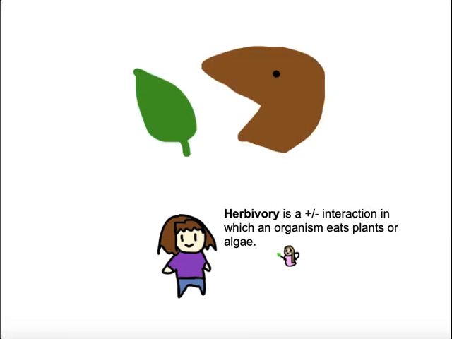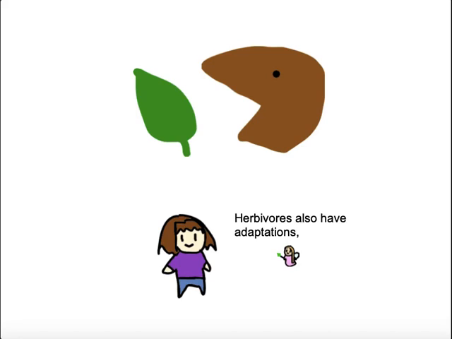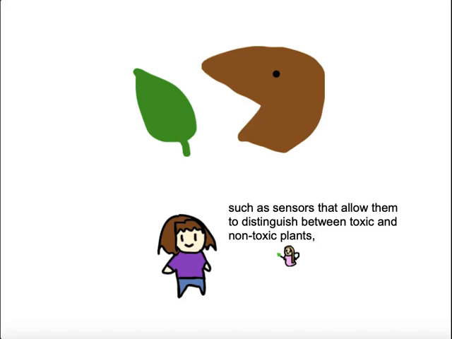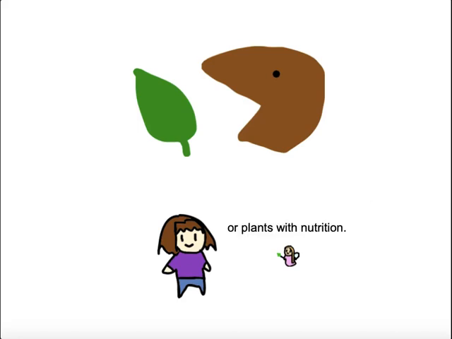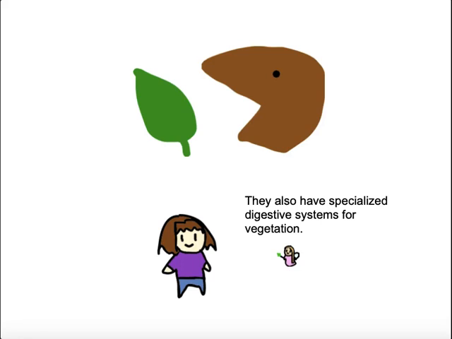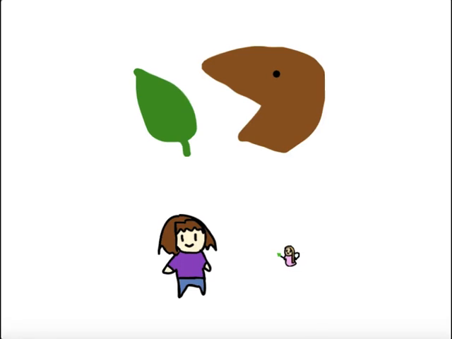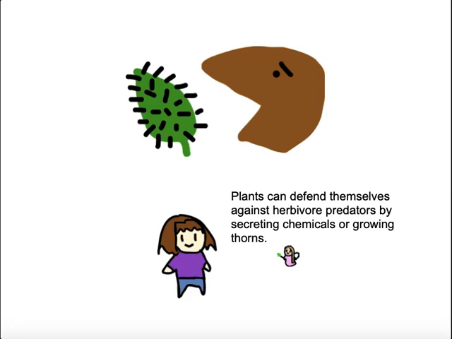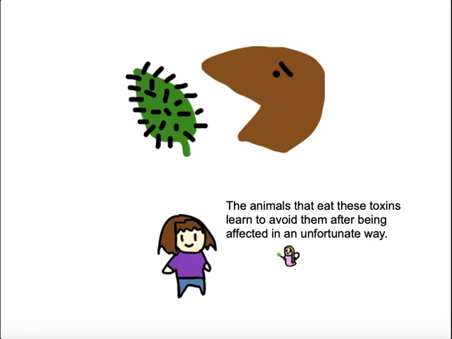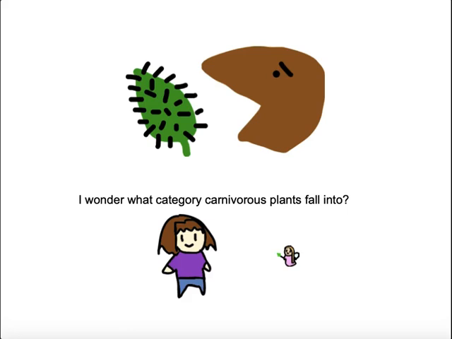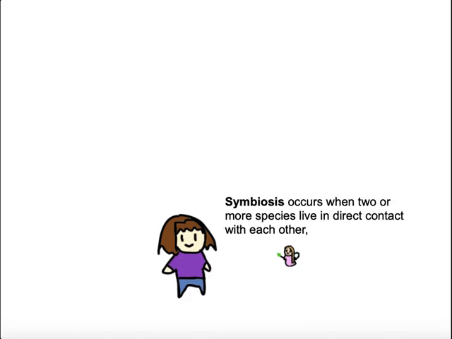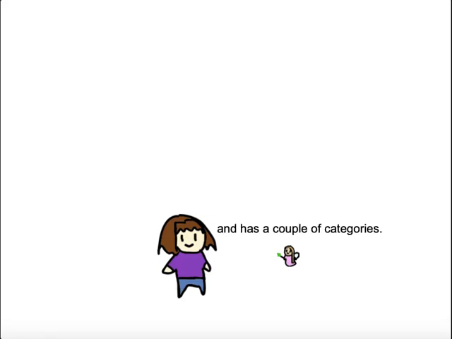Herbivory is a plus-minus interaction in which an organism eats plants or algae. Herbivores also have adaptations, such as sensors that allow them to distinguish between toxic and non-toxic plants, or plants with nutrition. They also have specialized digestive systems for vegetation. Plants can defend themselves against herbivores by secreting chemicals or growing thorns. The animals that eat these toxins learn to avoid them after being affected in an unfortunate way. I wonder what category carnivorous plants fall into? Symbiosis occurs when two or more species live in direct contact with each other, and has a couple of categories.